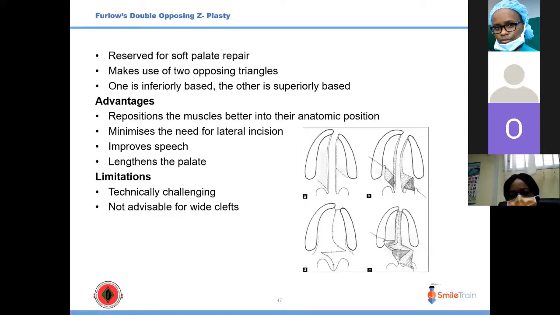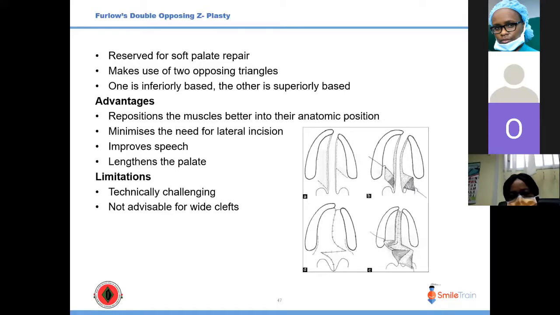The one on the right side is going to be superiorly based. This flap will only contain the oral mucosa, whereas this one that is inferiorly based will contain the oral mucosa as well as the muscle. So this is what we have. Now, when we have raised that flap, beneath this flap you have only the nasal mucosa, and beneath this flap you have the muscle as well as the nasal mucosa.